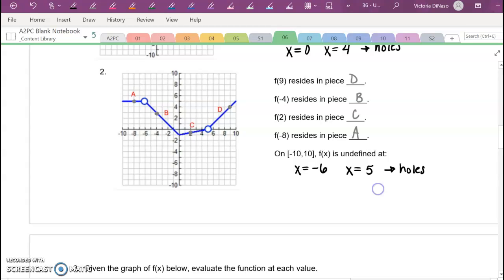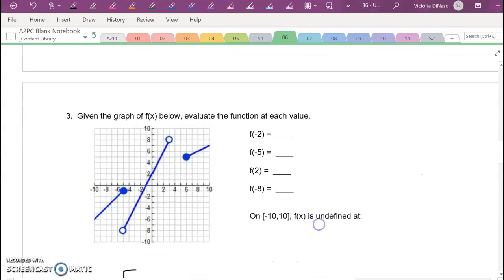In this next page, we're going to actually evaluate. So we could think of this as A, B, and C for each piece, but we're going to figure out, given x, what's y. That's how functions work. Given x, what's y. So for number 3, we have f of negative 2. So I'm going to go to when x is negative 2, and I'm going to put a dot on the line. So at f of negative 2, we have an answer of negative 2.